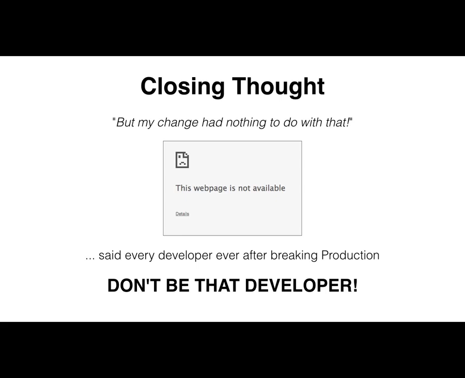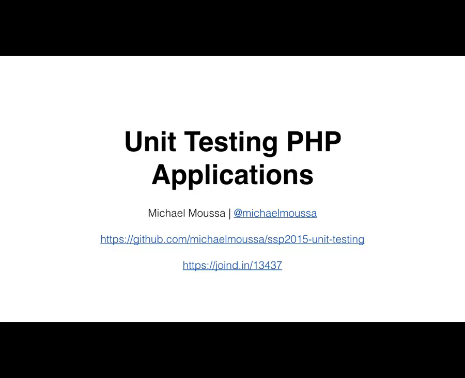So, just a closing thought I want to leave you with. I've been in a lot of places where either somebody changes something that breaks production, or I change something that breaks production because I didn't expect that my change had anything to do with the thing that broke. Don't be that developer. Write tests. The tests are going to remember that this has to do with that, and it'll save you a lot of heartache. So that's the talk.